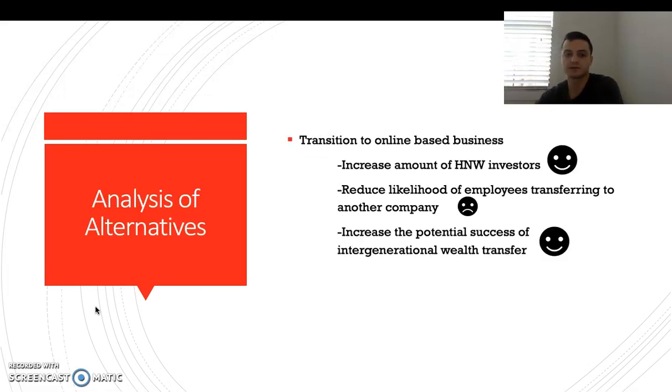So, analysis of the alternatives. The first one I had was transition to an online-based business. This will definitely increase the amount of high net worth investors, because as it shows in one of the tables that I will bring up right now, the amount of people who use the internet with a college degree has been 55% of their investors. So that's definitely something that people with a high college education, and thus a high household income of $150,000 or more, they definitely use the internet. So this will be something that they would enjoy.